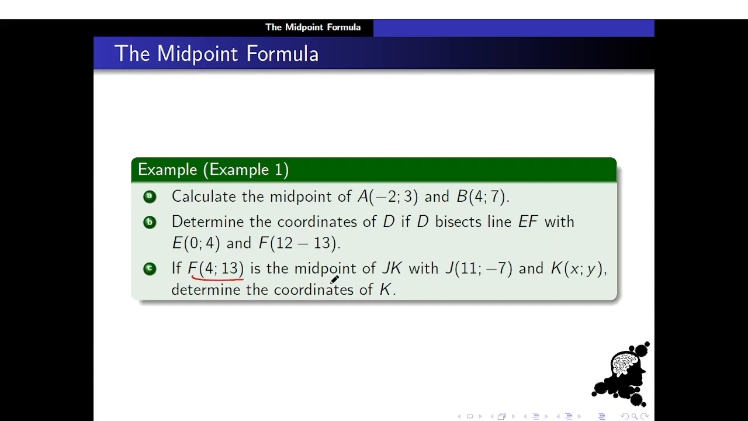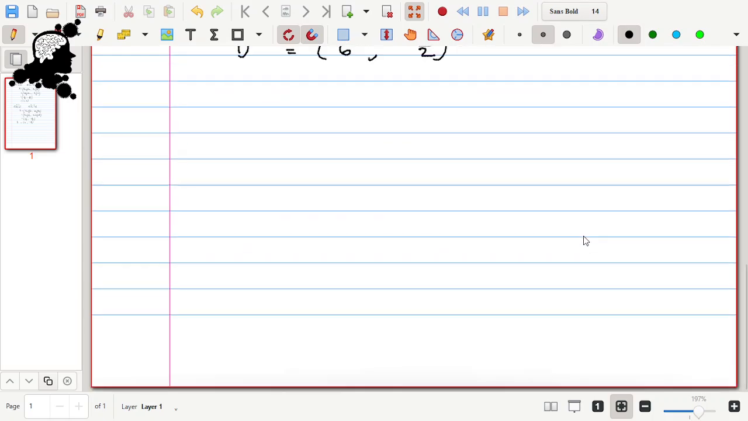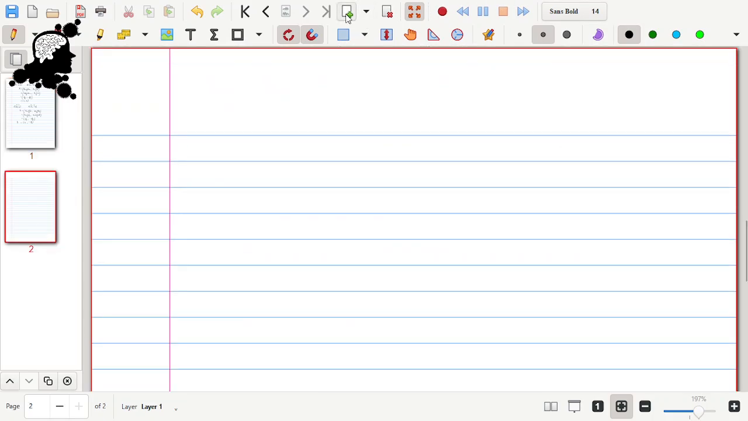We are given f and we're told that f is the midpoint of jk. And we have the coordinates of j, but we don't have the coordinates of k. The question says we need to determine the coordinates of k. Let's go back to our writing pad and let's actually look at this. I'm going to make some space here. So, looking at the question, we are given f and we are told that f is the midpoint. Now the coordinates of f are 4 and 13. We have the coordinates of j, which are 11 and negative 7. And then we have got the coordinates of k, which are just x and y.